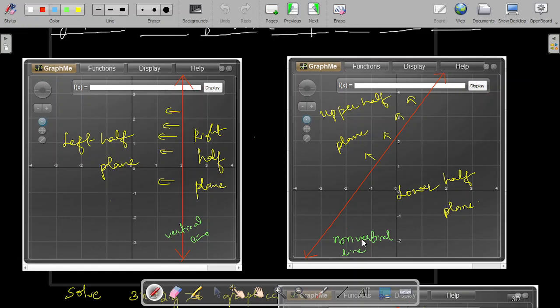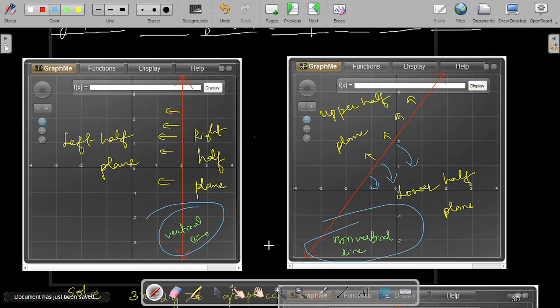If you have a non-vertical line, it divides the entire plane into two regions. One is the upper half plane, the region above the line, and the region below the line is called the lower half plane. So for a vertical line, you have two segregations of the plane, left half plane and right half plane. For the non-vertical line, the entire plane gets divided into two parts, upper half plane and lower half plane. This we have to keep in mind when we are finding the solution of a linear inequality graphically.